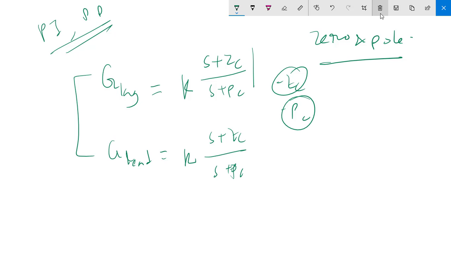The difference between lag and lead compensators is the value of ZC and PC. You will see that for a lag compensator, PC will be much less than ZC, and for the lead compensator it will be the opposite. PC will be greater than ZC. We will explore these things in the experimentation phase.